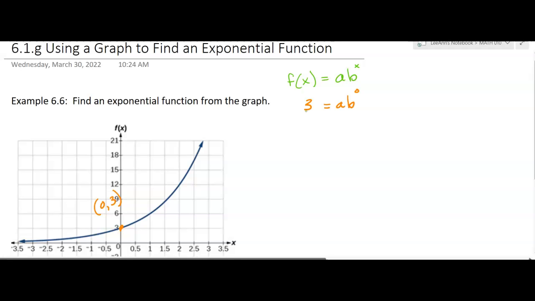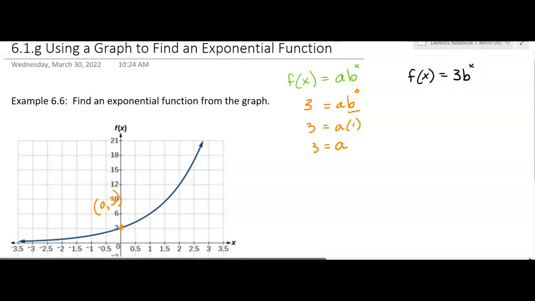Okay, but b to the 0, by the way, b can't be 0. It's got to be greater than 0 and not equal to 1. We know this just equals 1. So 3 equals a times 1, or 3 equals a. So great, now we know what a is. So we can say f of x is equal to 3b to the x.